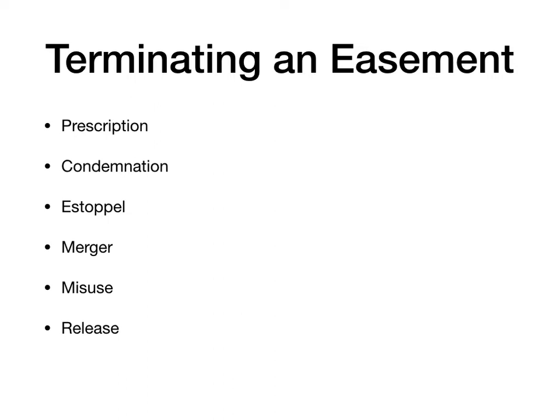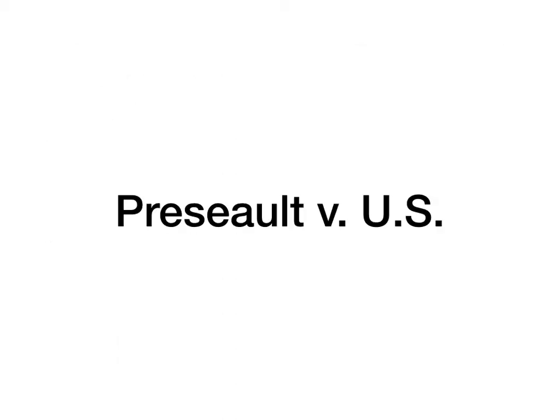Finally, we can terminate an easement through abandonment. But non-use alone is not sufficient to show abandonment. Next, we're going to discuss a case that involves terminating an easement using abandonment. And this case also revisits the issue of a scope of easement. And that case is Preseault v. U.S.